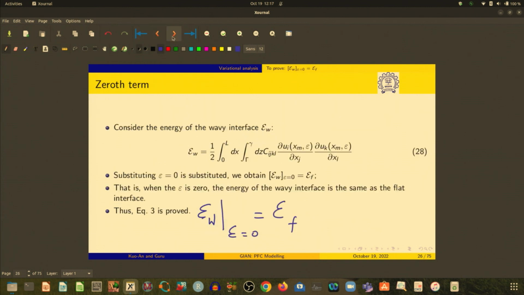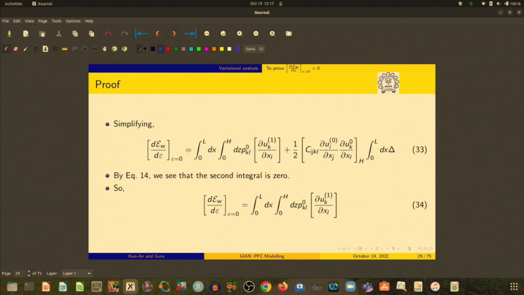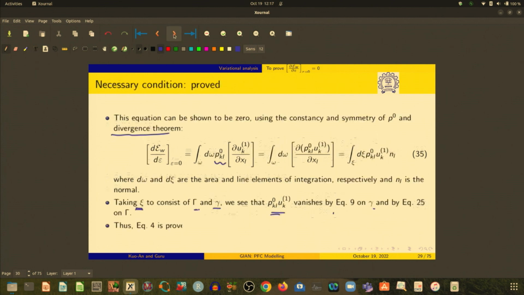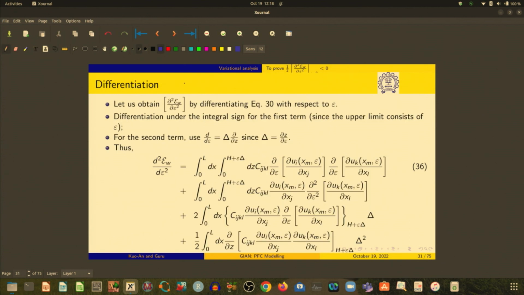Because of this you now know that this term is 0. So, we have proved that dW by d epsilon evaluated at epsilon equal to 0 is 0. So, that is the necessary condition that we have proved. Okay. So, this is the only trick. You take this integral and you turn it from a volume integral into a surface integral. On the surface we already know the prescribed traction and prescribed displacement, and we have already derived those results that these quantities are 0 there. Okay.